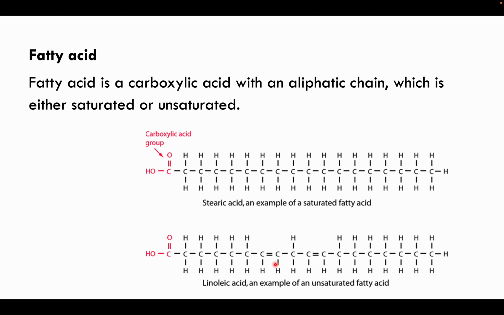But in unsaturated fatty acids, there are double bonds present instead of single bonds. These double bonds make the fatty acid unsaturated because they introduce a kink, a bend in the structure, and these fatty acids are called unsaturated fatty acids.